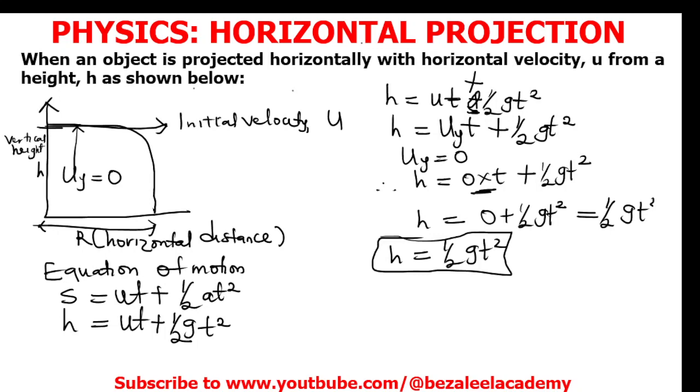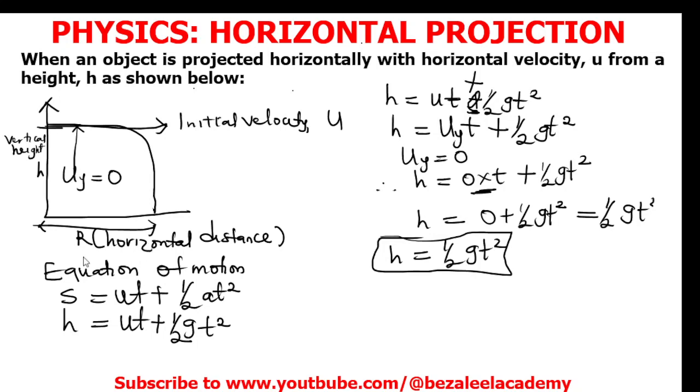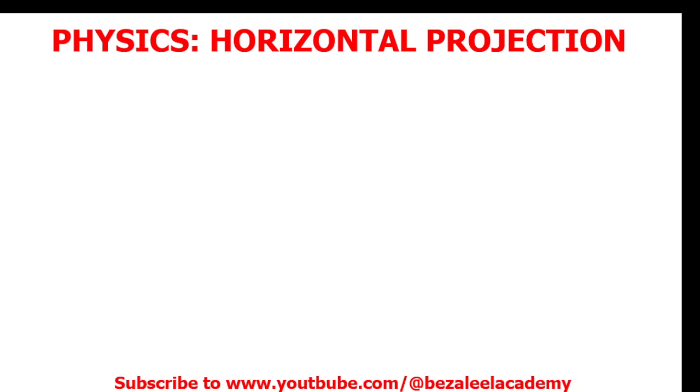So from there, let's proceed. Again, what will now be the relationship between this u and this horizontal distance covered? That's what we want to examine. So again, we are still making use of S equals ut plus half gt squared, which is our equation of motion.